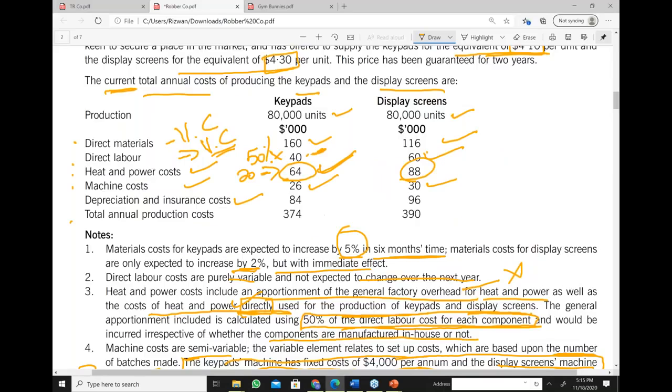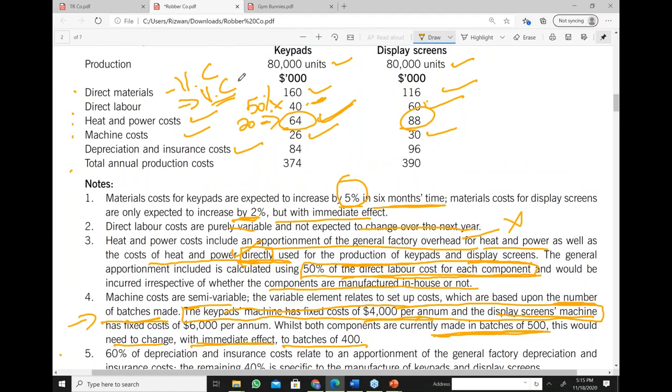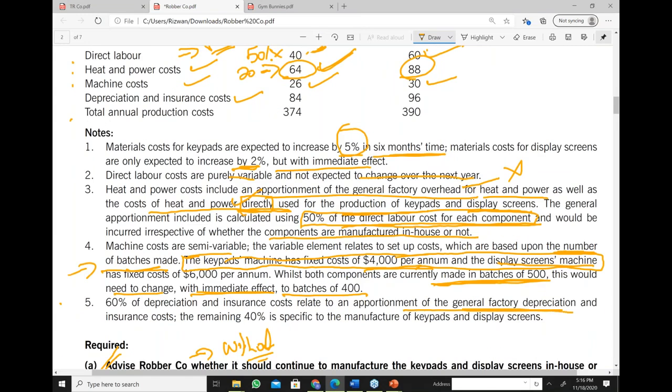Now, depreciation insurance. 60% of the depreciation insurance relates to an apportionment of general factory depreciation and insurance, and 40% is specific to the manufacture of keypad and display screen. So something that is general is not relevant. Something that is specific is relevant. So we'll just take 40% of this as a relevant cost. General will not be considered. Okay. So 84,000, 40%. 96,000, 40%. Okay.